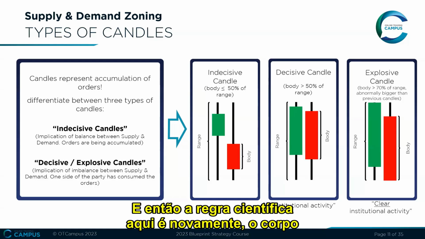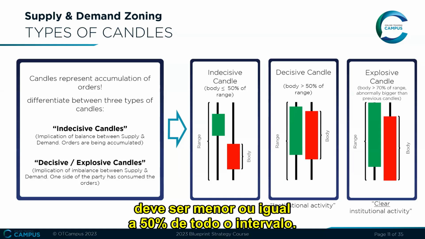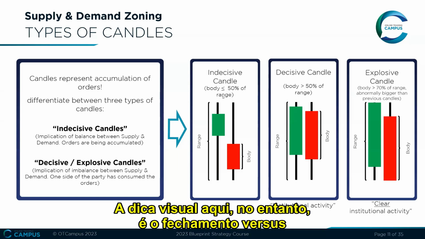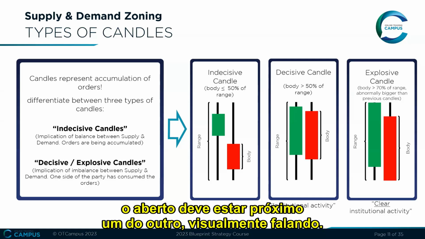And so the scientific rule here is, again, the body should be smaller or equal to 50% of the entire range. The visual cue here, however, is the close versus the open should be close to one another, visually speaking.